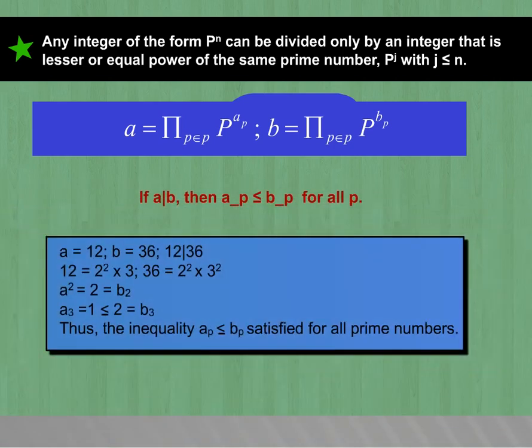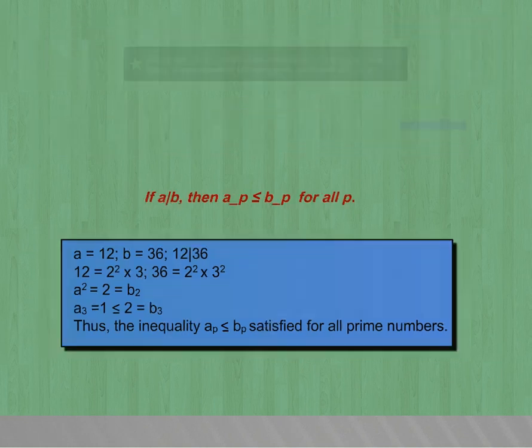a is equal to 12, b is equal to 36. 12 divides 36. 12 is equal to 2 square into 3. 36 is equal to 2 square into 3 square. a2 is equal to 2 equal to b2. a3 is equal to 1, lesser than or equal to 2, is equal to b3. Thus, the inequality ap is lesser than or equal to bp is satisfied for all prime numbers.